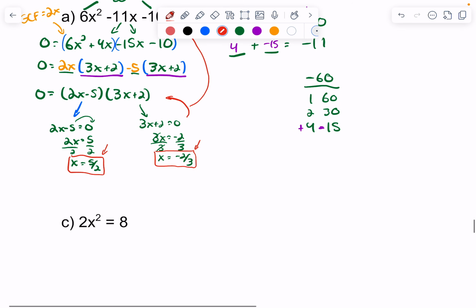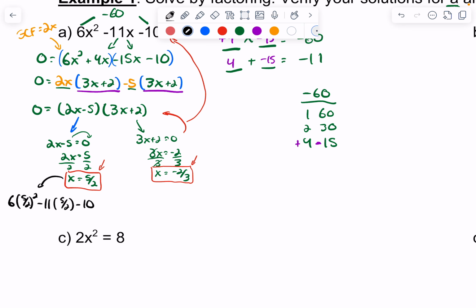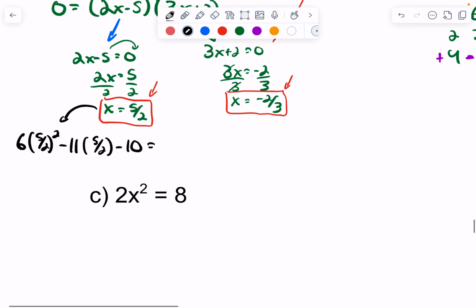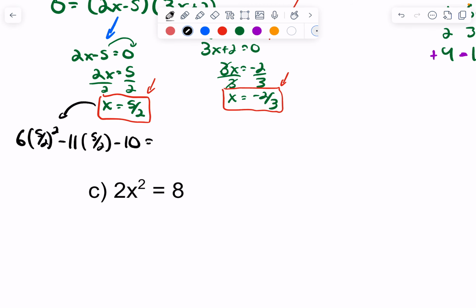Let's do 6. We'll substitute this one in right here. So we get 6 times 5 over 2 squared minus 11 times 5 over 2 minus 10 equals, well, here we're going to get 25 over 4, so we get 150 over 4 if you do that first bracket there. And on this next one, you would get 55 over 2, so minus 55 over 2 minus 10.